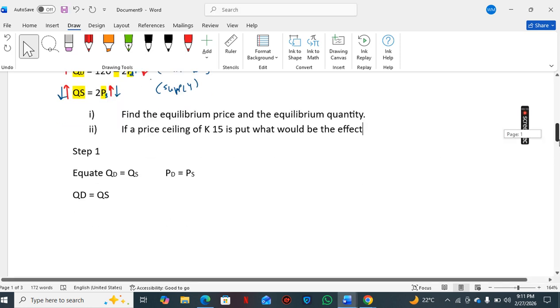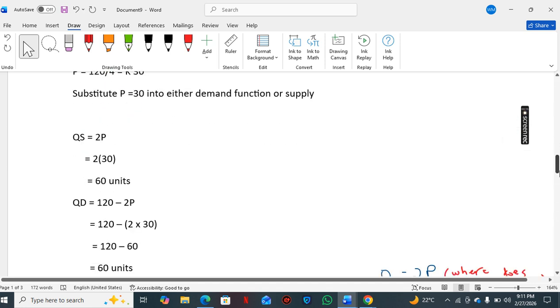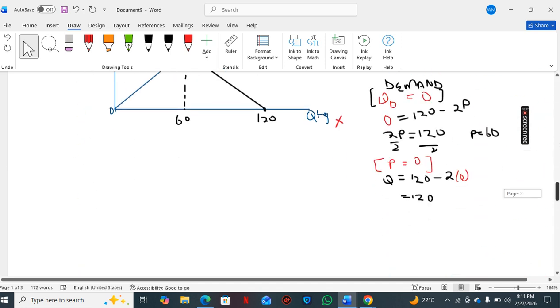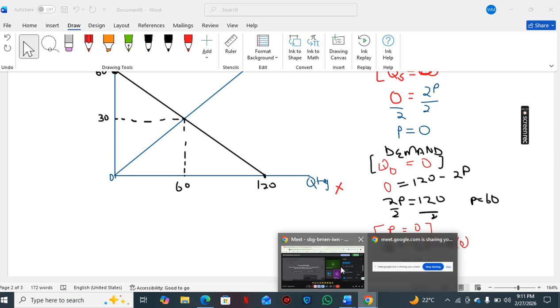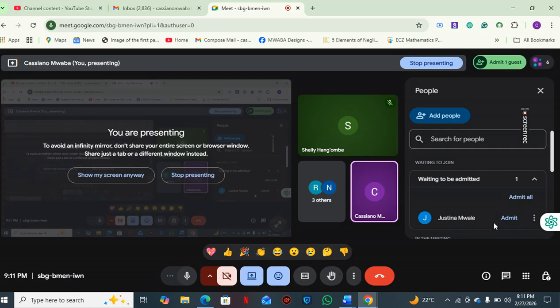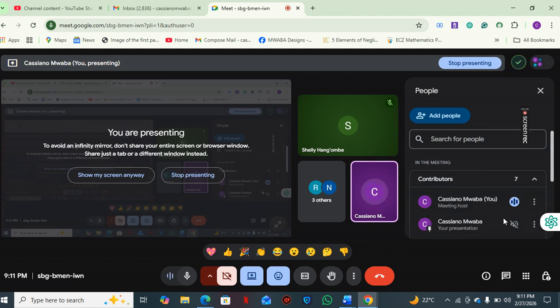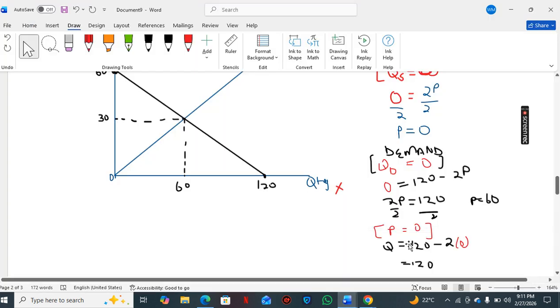The price ceiling is always below the equilibrium price. You might be tempted, since you're hearing the word ceiling, to think it should be above the equilibrium point, but no, it is below the equilibrium point.